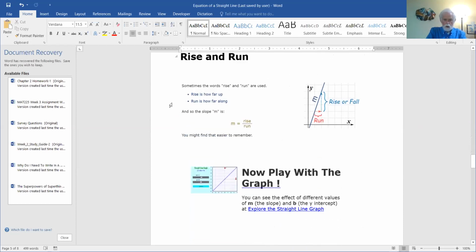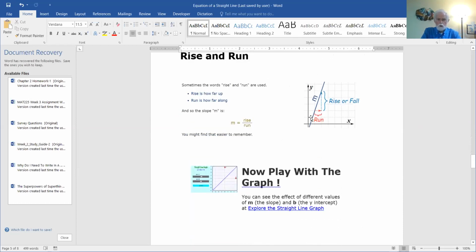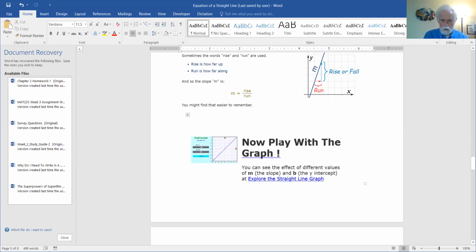So another way to look at it is you can do what we call the rise, how far up it goes, over the run, how far it goes from left to right. But remember, your second point is always the one to the right, whether it's above or below the first point, doesn't matter.